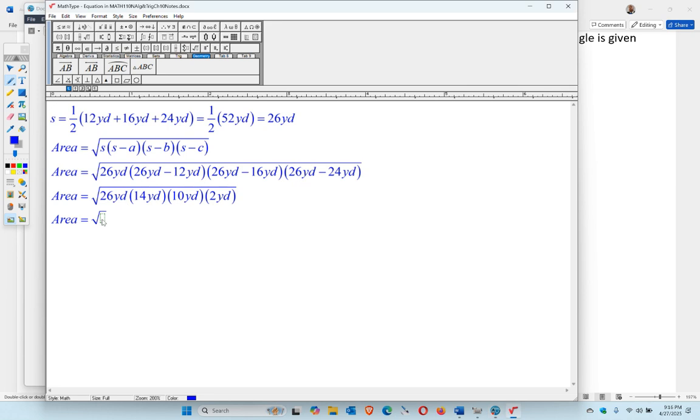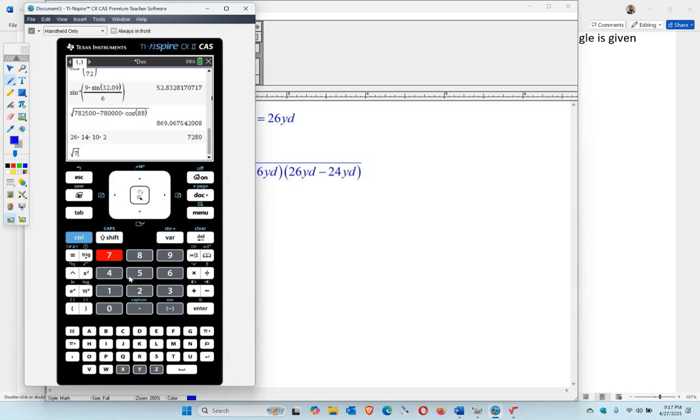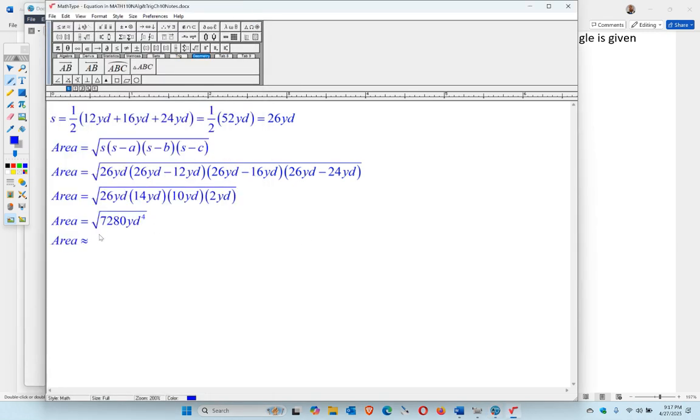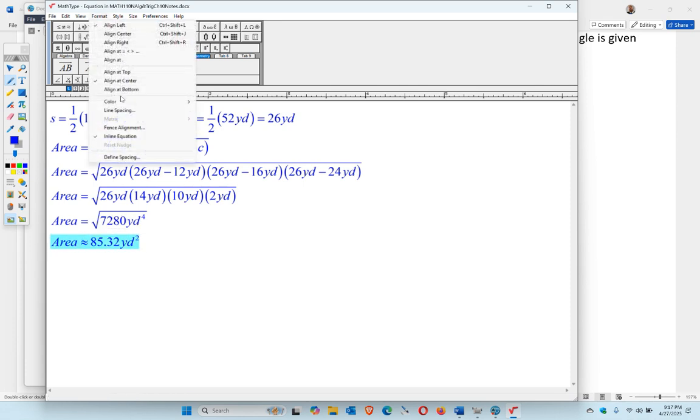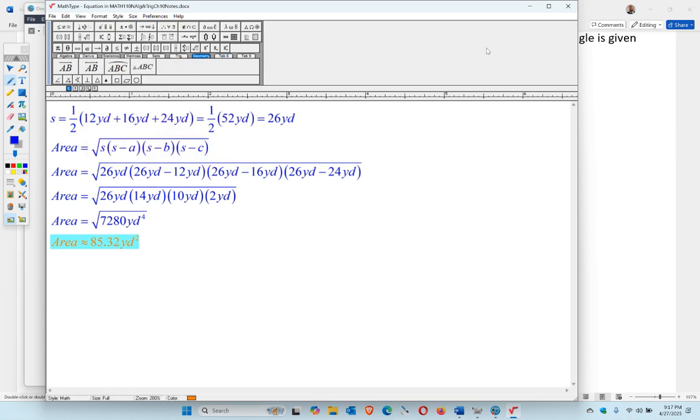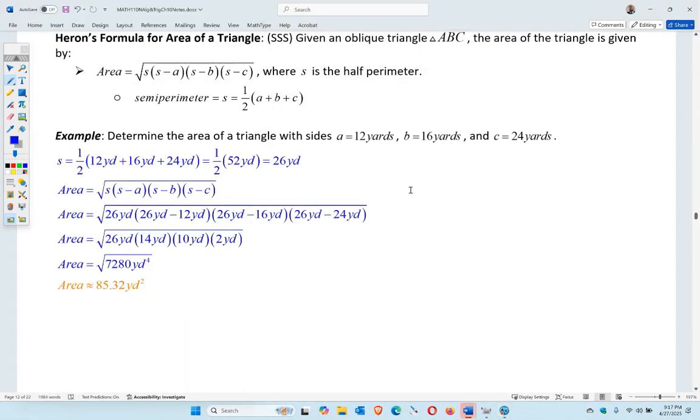So this is 7,280 yards to the 4th power. Okay, so the area is going to be approximately, because the square root never works out nicely for the most part, if I square root that answer, 7280, we'll say 85.32 is good enough. 85.32 yards to the 2nd power. You're like, wait a minute, we had yards to the 4th power. Yards times yards times yards times yards. Yeah, but the square root is a half. So half of 4 is 2, because we're using exponent properties, essentially. And area should be a 2nd power operation anyways, right? All right, that's the end.